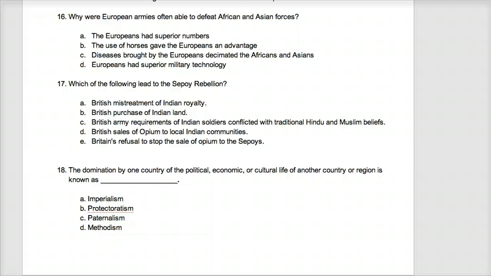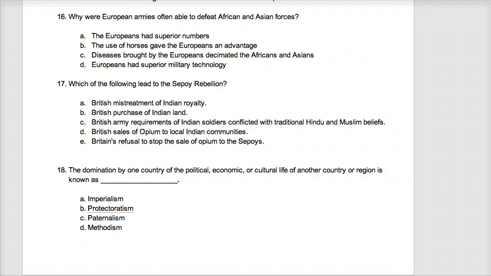17. Which of the following led to the Sepoy Rebellion? A. British mistreatment of Indian royalty, B. British purchase of Indian land, C. British Army requirements of Indian soldiers conflicted with traditional Hindu and Muslims' beliefs. D. British sales of opium to local Indian communities. Or E. Britain's refusal to stop the sale of opium to the sepoys.